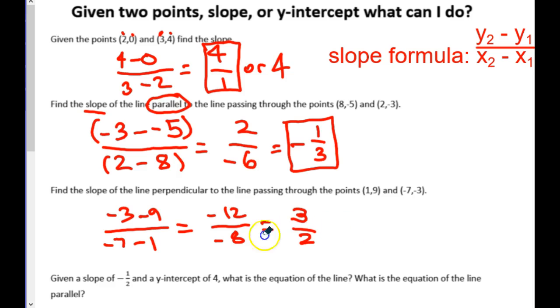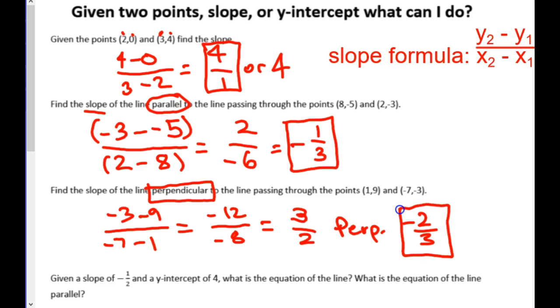So, class, 3 over 2, if I want a perpendicular slope, is 3 over 2 my answer or not? Okay, I need to actually change this in 2 ways. What 2 ways does it change for perpendicular? Okay, positive fraction becomes negative, and then 3 over 2, 2 over 3. That is the perpendicular slope, starting with this one, okay? Do you see you had a couple steps there? You had to take the points, get the slope, and then make the 2 changes to find the perpendicular slope.